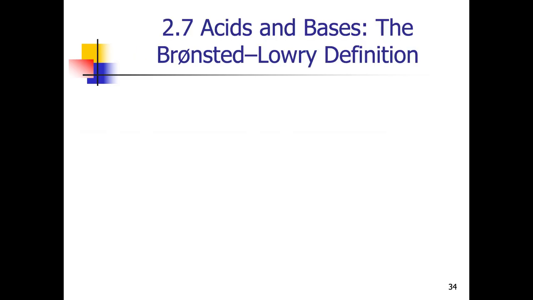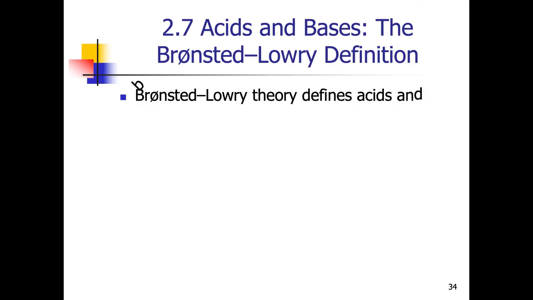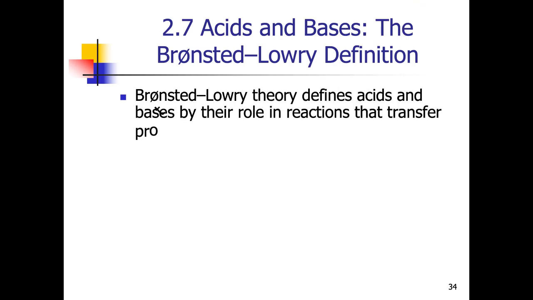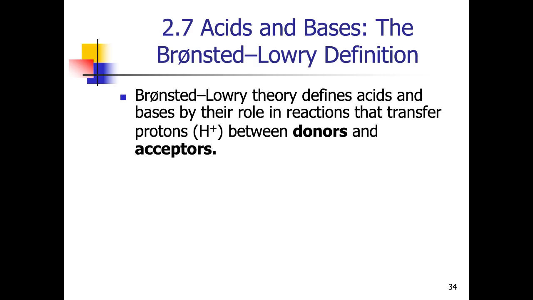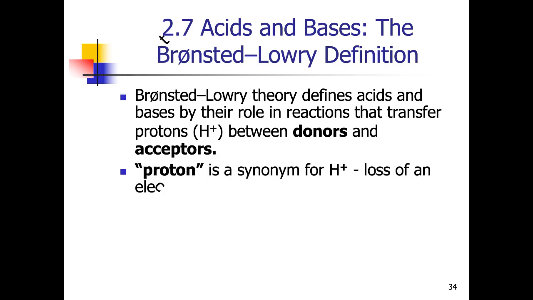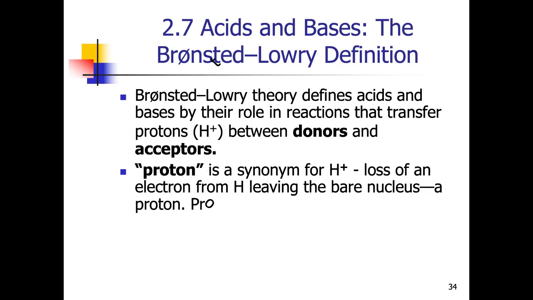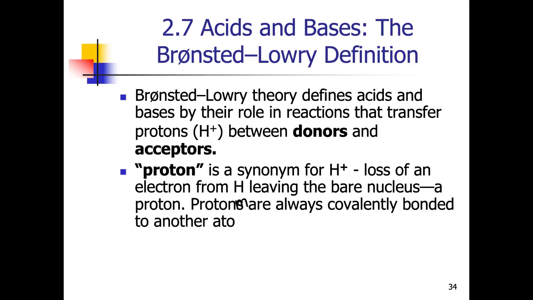Acids and bases, the Brønsted-Lowry definition. Brønsted-Lowry theory defines acids and bases by their role in reactions that transfer protons between donors and acceptors. Proton is a synonym for H+, loss of an electron from H leaving the bare nucleus, a proton. Protons are always covalently bonded to another atom.